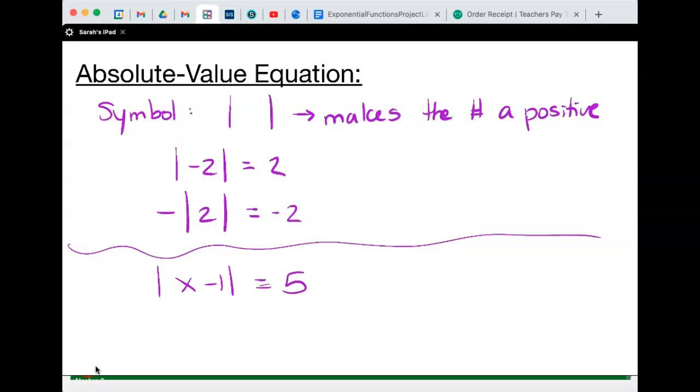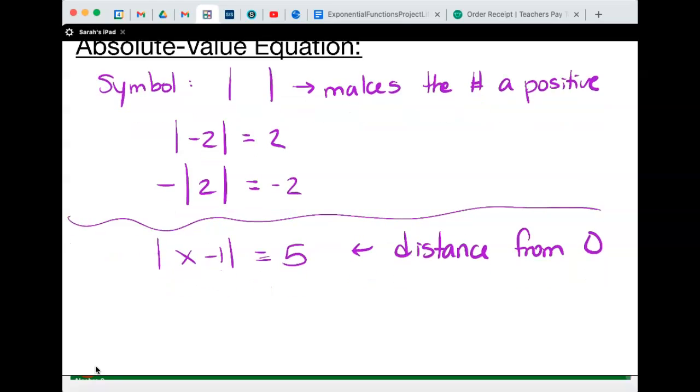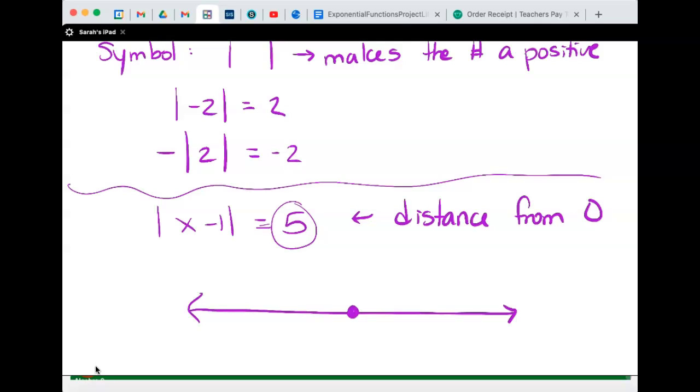How far it is from 0. Okay, so when it's written in this form, we should remember it's the distance from 0. So if I think about it on a number line, my distance is going to be represented by 5. From my starting point, I can either go 5 to the right, or I could go 5 to the left. Does anybody want to guess what my starting point actually is? Yeah, so we're going to take the whole expression, x minus 1, not just the 1.